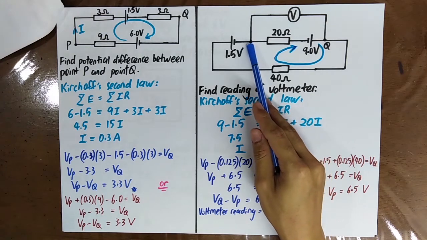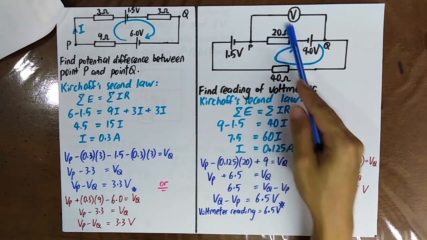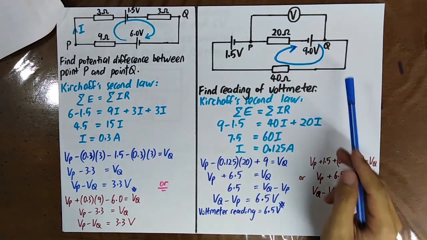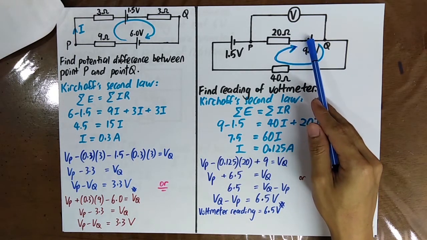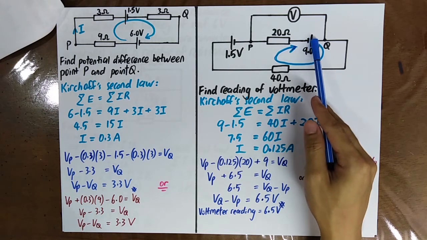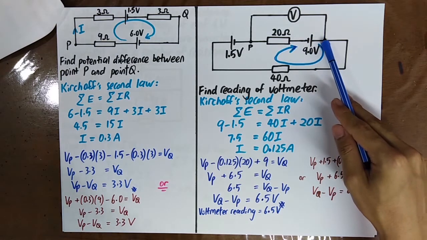So Vp minus the current times 20 ohm plus 9 volt is equal to VQ. This is positive sign because it's coming from the negative terminal to the positive terminal of the battery, so you know that the electric potential increases.